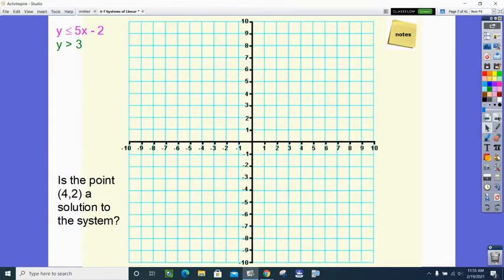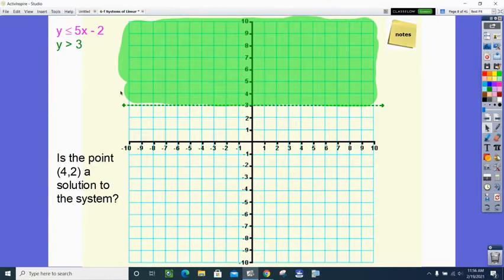All right, so now we're going to move on to another one. You're going to graph the top inequality, do your shading, graph your bottom inequality, do your shading, and then answer the question: is the point (4, 2) a solution to the system? The video will stop here with a note for you to do that, and we'll come back and check it.